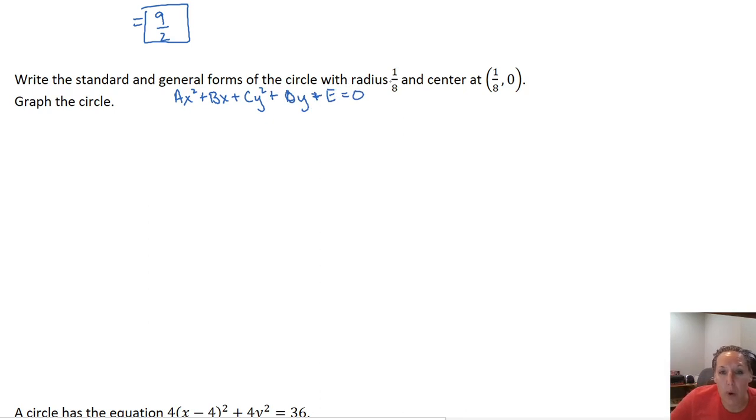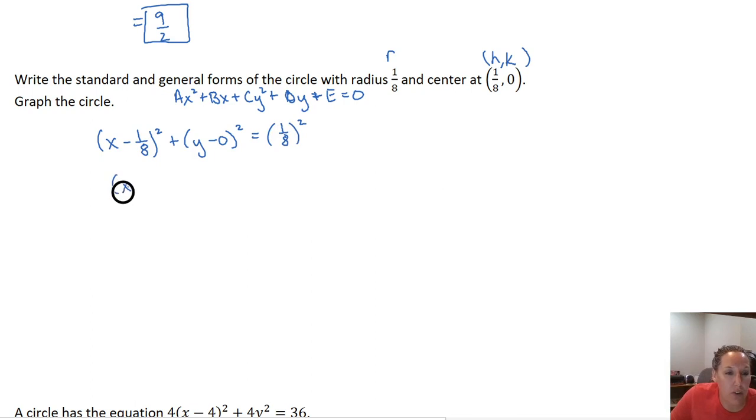All right, we have a radius of 1 over 8 and a center of 1 over 8, 0. So this is giving us r, and this is giving us our h and our k. So we're going to go ahead and plug into the formula just like we did on the previous one. And so we'll get x minus 1/8 quantity squared plus y minus 0 quantity squared equals 1/8 quantity squared. And so our standard form is going to be x minus 1/8 quantity squared plus y squared equals 1 over 64. So that'll be standard form.